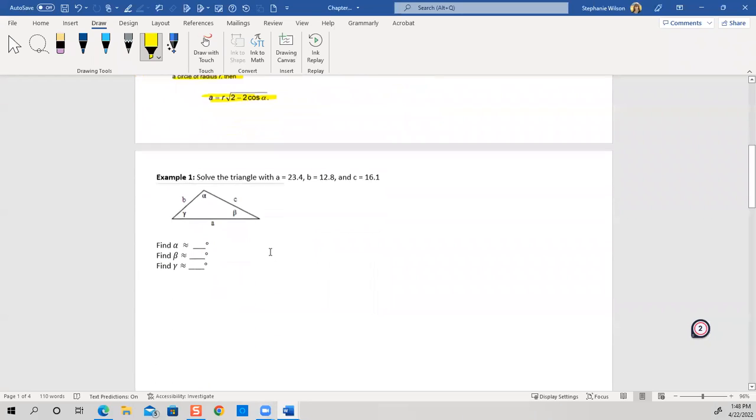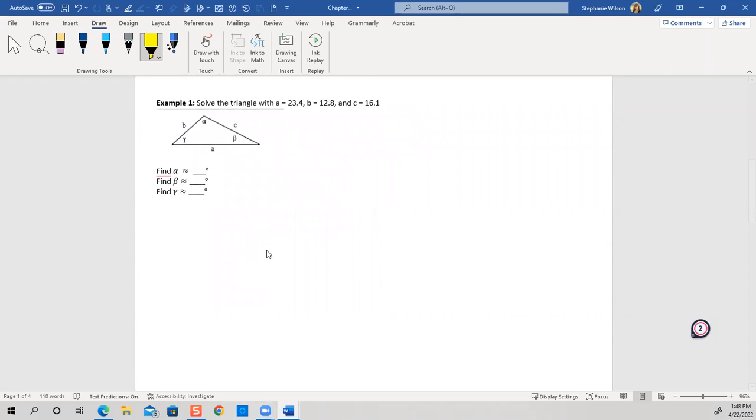So let's solve this first example. We have a triangle with sides A, B, and C given. If you notice, there are no angles given. We don't have gamma, alpha, or beta. So we're going to have to do some work here.